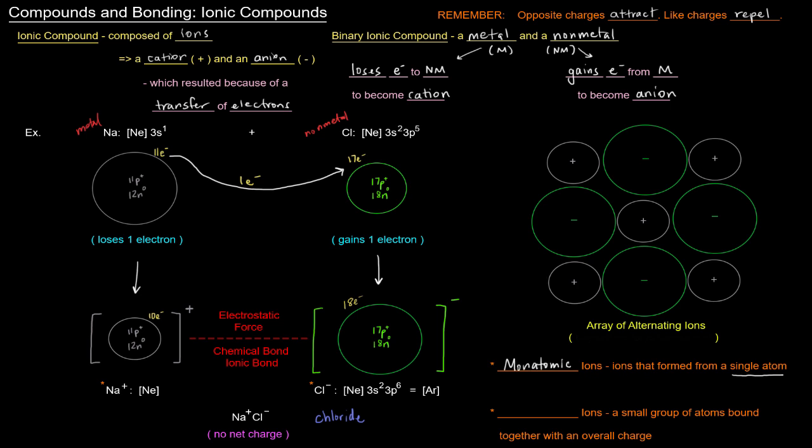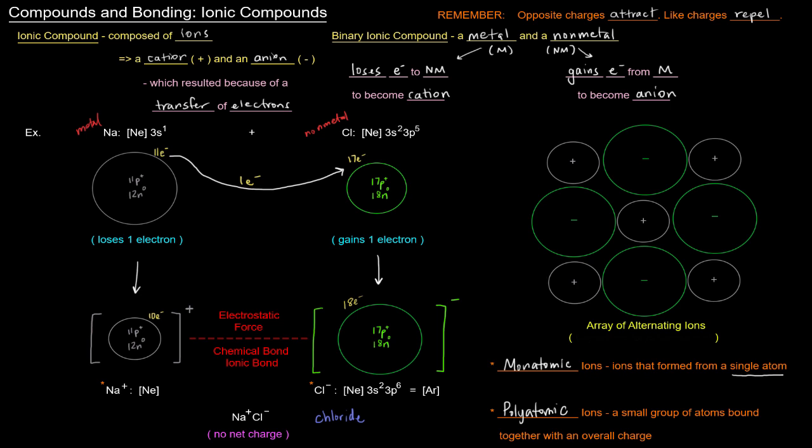Mono referring to one. Now there are cases in which a small group of atoms that are bound together will end up having an overall charge. In that situation, what you'll have is a polyatomic ion. Poly meaning many. Okay. Now, that's just definitions.